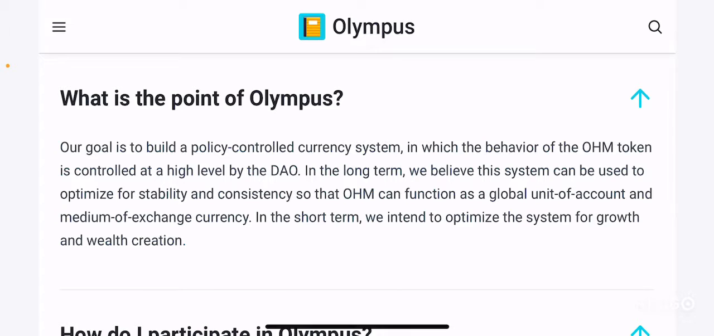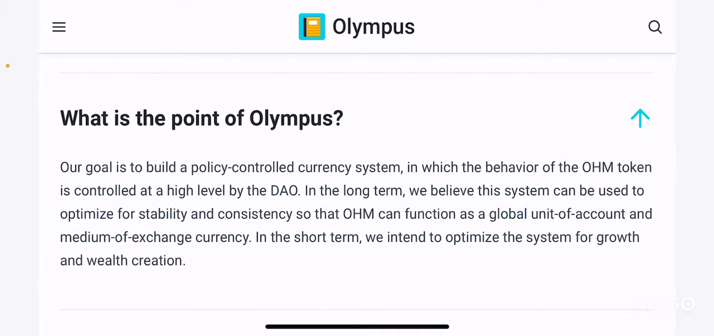So again, in this sentence, they explained what their long-term and short-term goals are, right? If you take the short-term goal, they currently want to optimize the Olympus system to ensure growth and wealth creation, which means people who invested in this project earlier have been substantially rewarded, and it's still very early for this project. I believe this project can continue to exist in the long run as a valuable, unique project that has its own niche.